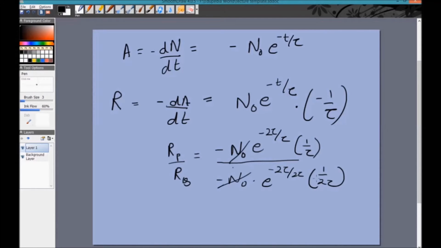N naught cancels. This is simply 1 by 2, it will become 2, and if you subtract the exponents, this is e to the power minus 2, this is e to the power minus 1, so 1 by e. So we get this is equal to 2 by e. We are given this is equal to n by e, so from that we get small n is equal to 2.